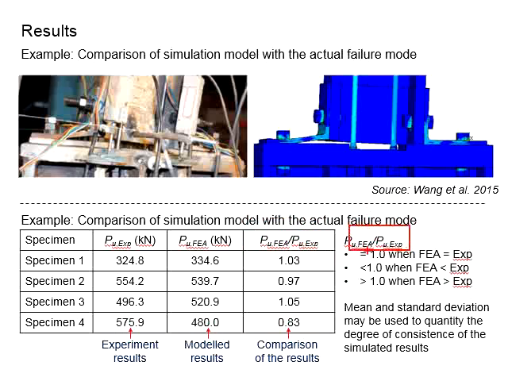When the ratio is equal to 1.0, that means your model result is exactly the same as the experimental results. And when the ratio is less than 1, that means your model result is less than your experimental result. When the ratio is more than 1.0, your model result is actually greater than your experimental results.